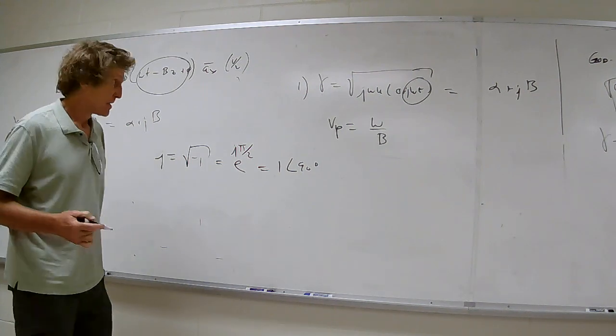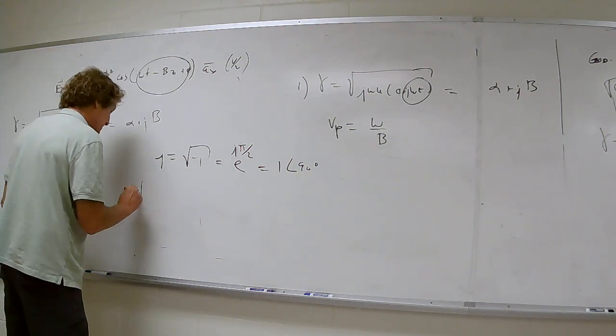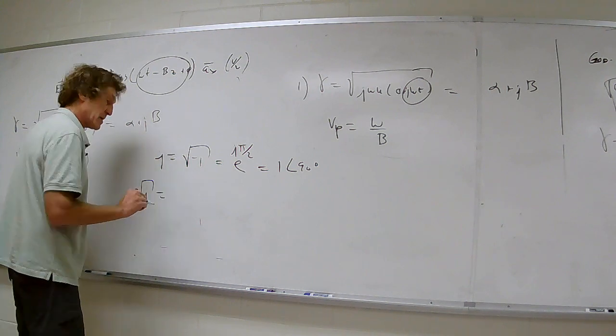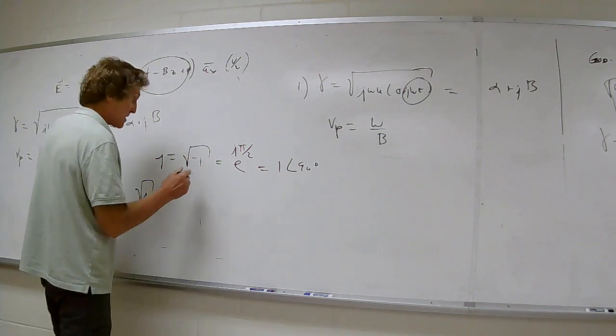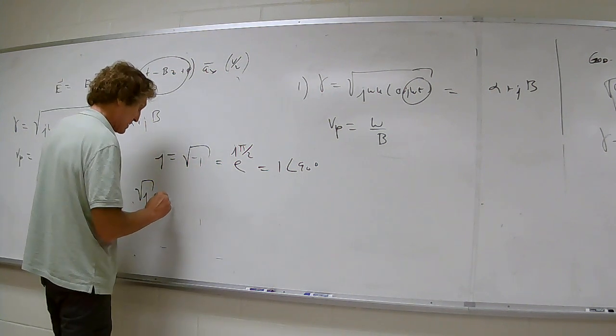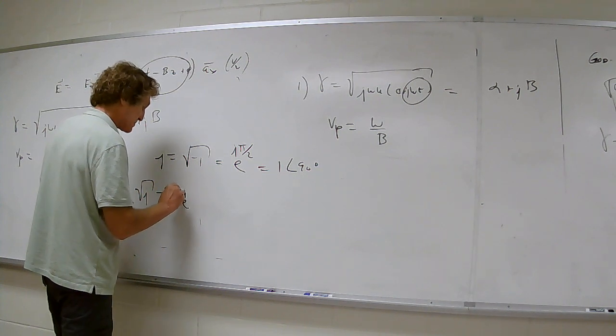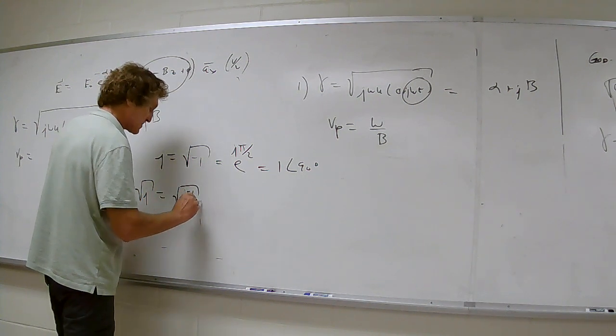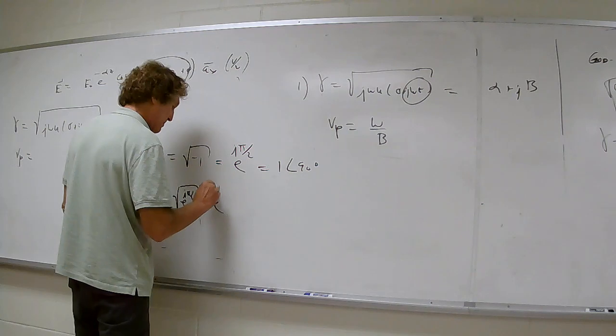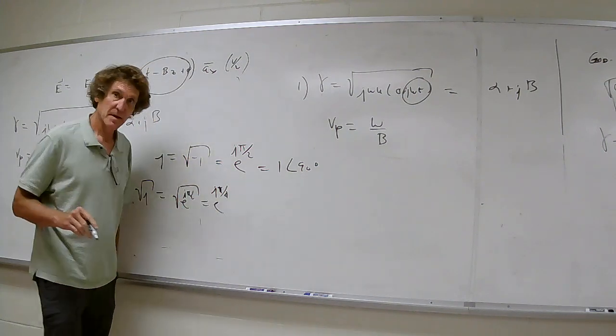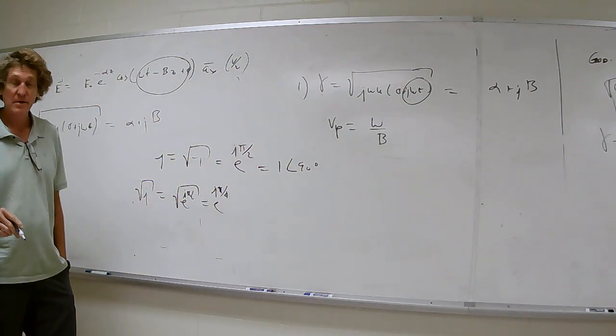All right. So what's the square root of j? The fourth root of negative 1. You're right. Square root of e to the j pi over 2. That's the same thing as what? e to the j pi over 4, isn't it?